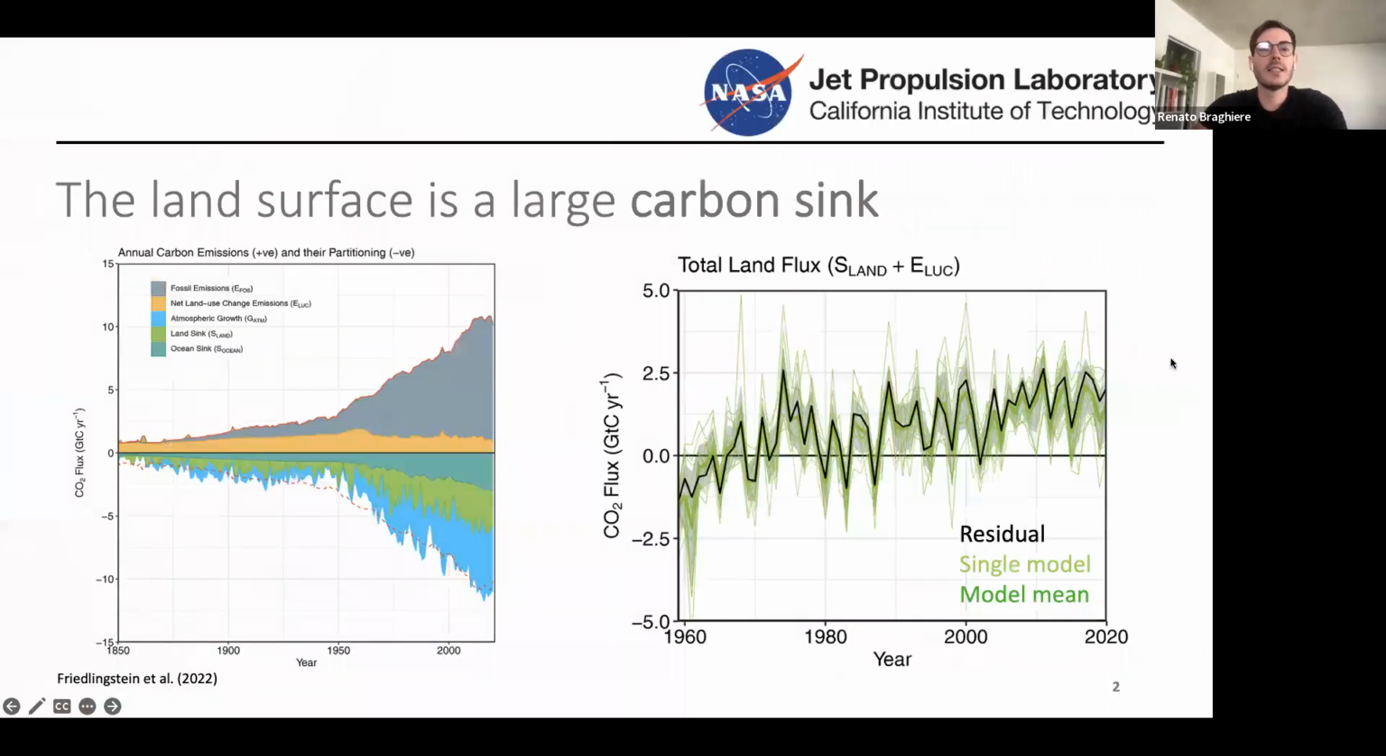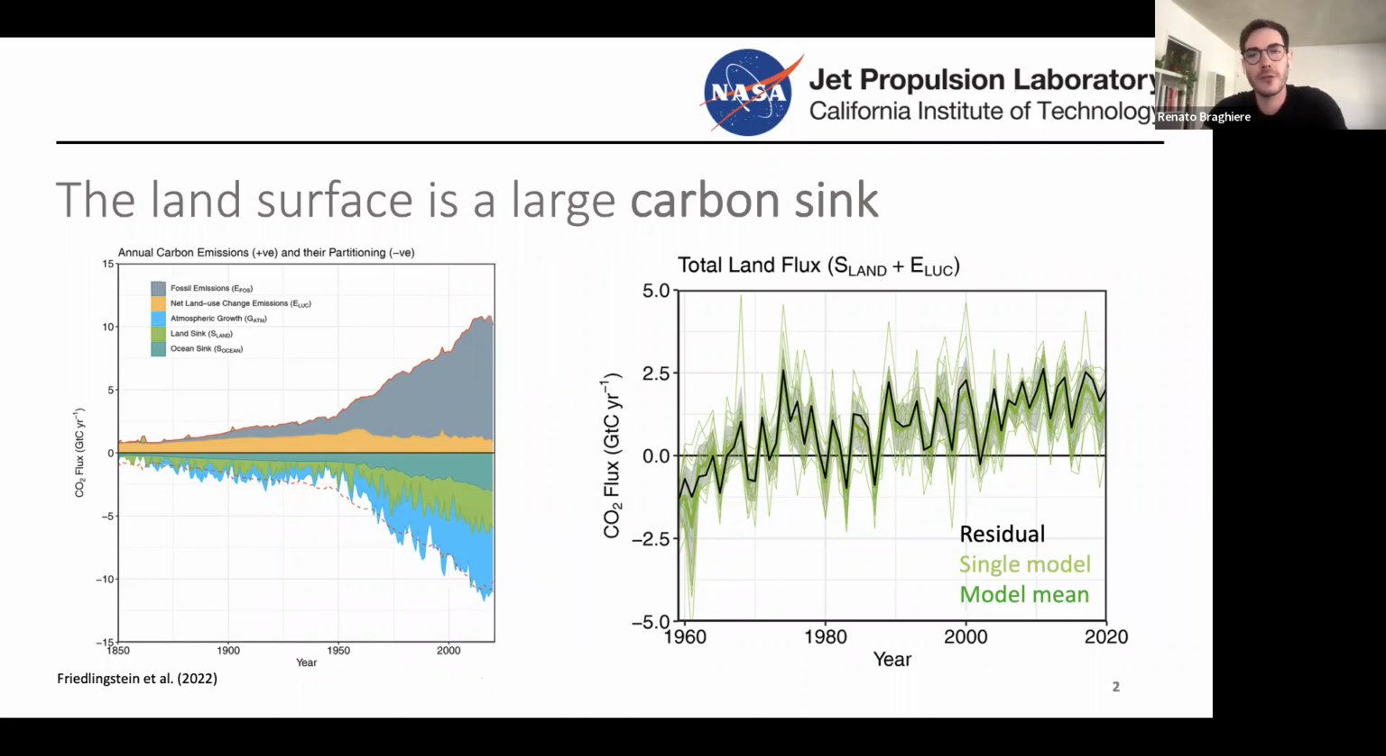So first of all, the land surface is a large carbon sink. It absorbs almost 1/3 of all the anthropogenic CO2 that we put up in the atmosphere. Here on the left-hand side, I show the CO2 flux, the CO2 emissions since pre-industrial times. The gray area represents the fossil fuel emission of CO2, and the yellow area represents the land use change emissions. And in the negative part of this graph, we can see three colors.